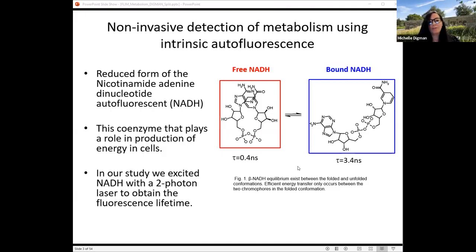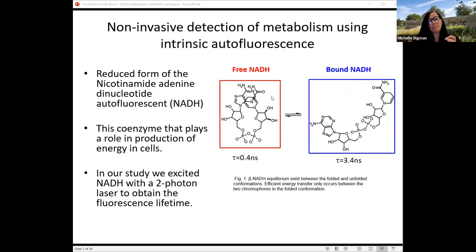And specifically, what's important about this is the nicotinamide adenine dinucleotide fluorescence or autofluorescence. In fact, this cofactor, this coenzyme actually plays a critical role in energy metabolism. So as you could see, the structure, when it's bound to a protein, the complex is open, so the fluorescence lifetime is very long. Depending on what it's bound to, it can have a lifetime up to about 9 nanoseconds. In the case that we use it, we see fluorescence signal at 3.4 nanoseconds.